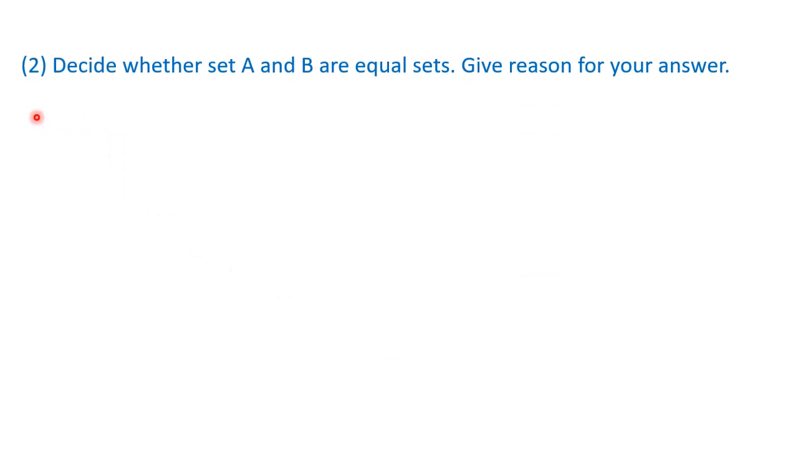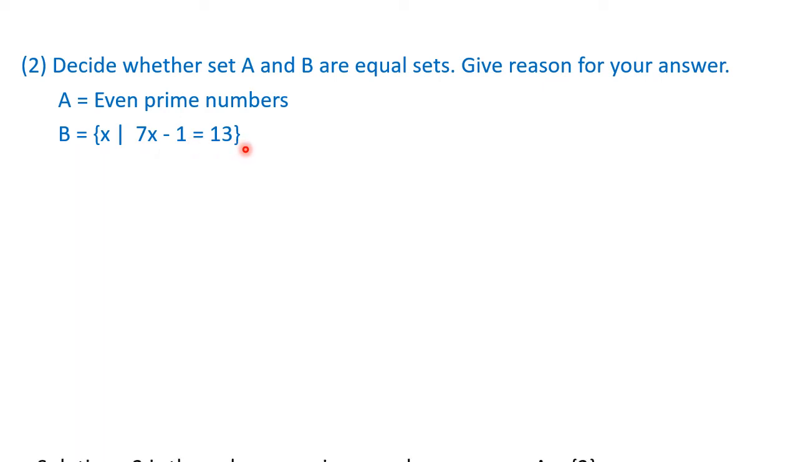Question number 2. Decide whether set A and B are equal sets. Give reason for your answer. Means again you need to justify. So let us see the sets here. A is a set of even prime numbers and B is a set of all x such that 7x minus 1 is equal to 13.